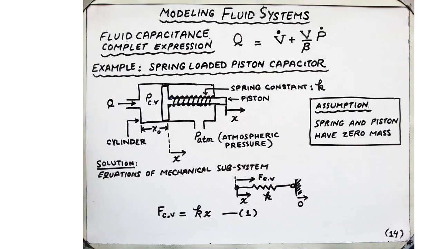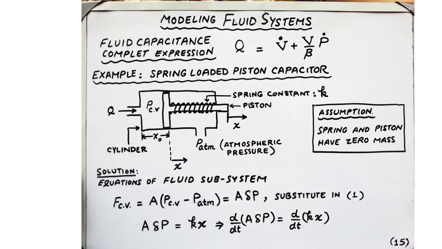So that expression is simply F_CV equals Kx. It is going to be our first equation, and that completes the modeling of the mechanical subsystem. We now move to modeling the fluidic part of the system, the fluid subsystem.